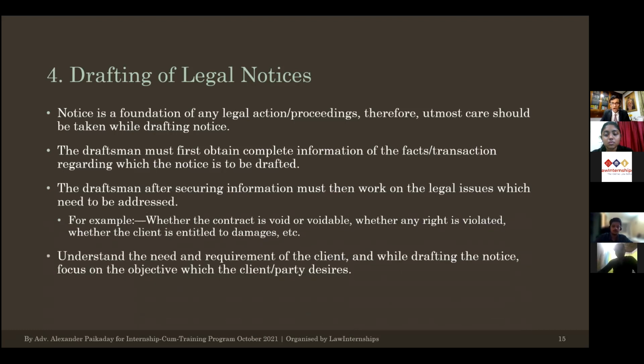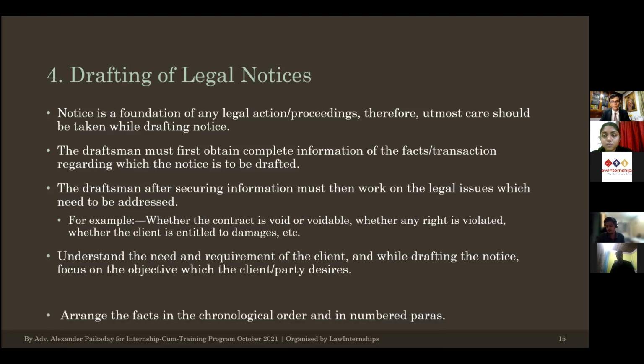Fourth, understand the need and requirement of the client. Please note that the sample format of a notice is not sufficient to draft one. You should always address the needs and the requirements of the client while drafting the notice. Focus on the objective which the client or the party desires, because otherwise your notice won't stand out and might miss out key ingredients that can be addressed in litigation.